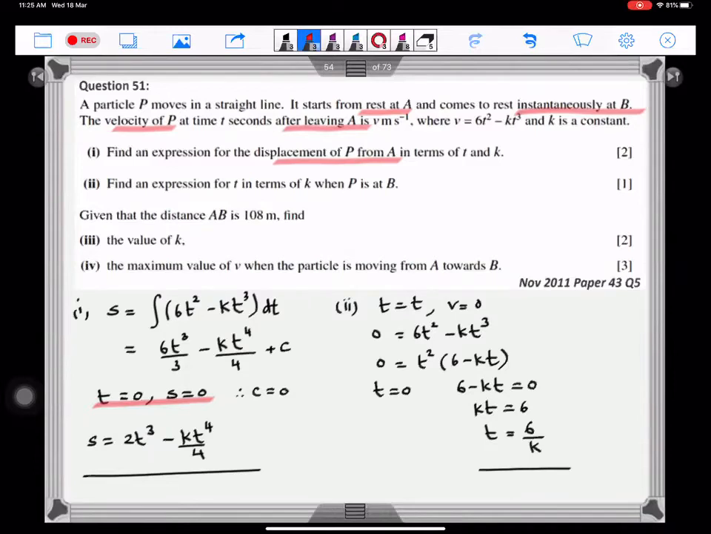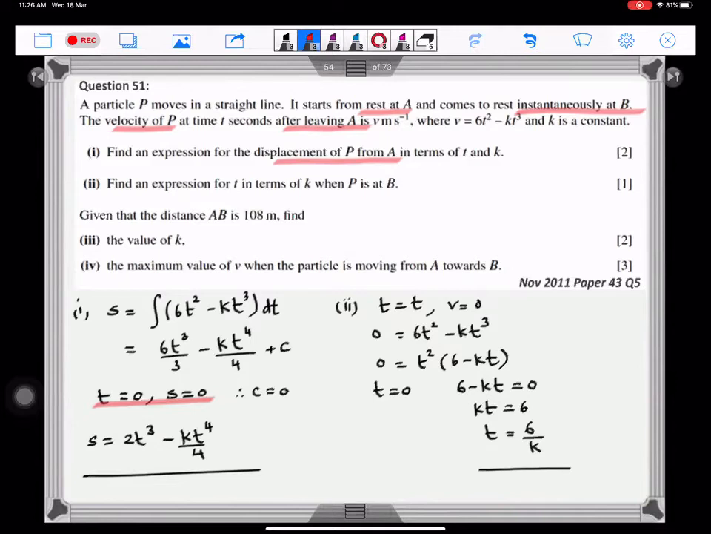Now, in this question, they are not asking us to find the distance between 2 points. They are asking us to find an expression for displacement. So you integrate, and you obtain a constant of integration. The second line says it starts from rest at A. That means when t is 0, initially velocity is 0 as well as displacement is 0. So when you plug in t is 0, s is 0, you get a value for c as 0, and hence you obtain the displacement equation in terms of t and k.